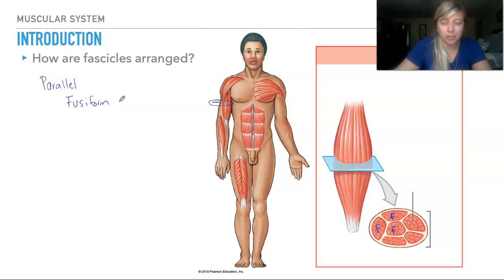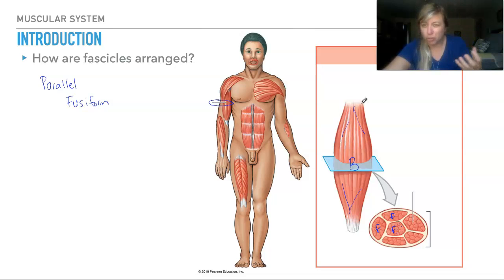So the fascicles in parallel muscle arrangements run along the long axis of the muscle. Fusiform parallel muscles tend to have a belly. So in the center, they get a little chubbier, right? And then they taper down at the ends where they become tendons. And that belly is going to bulge as the muscle contracts.